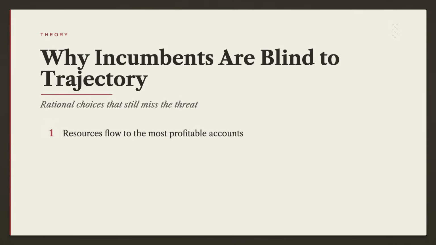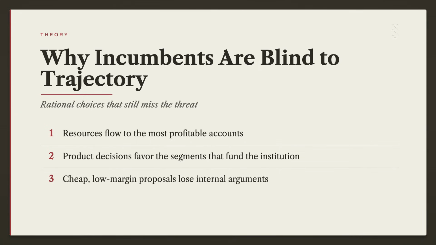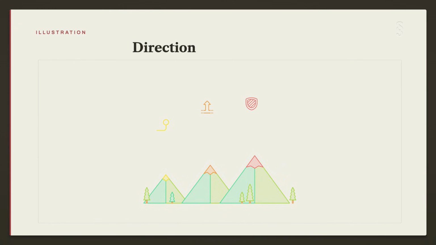Incumbents optimize for the best customers, and that's not a flaw. Money and attention flow to the highest margin accounts. So a cheap new offering always loses the internal argument. And when the entrant's product is judged, it's judged on the dimensions the incumbent's best customers care about, not the ones the entrant actually wins on, like speed or accessibility.